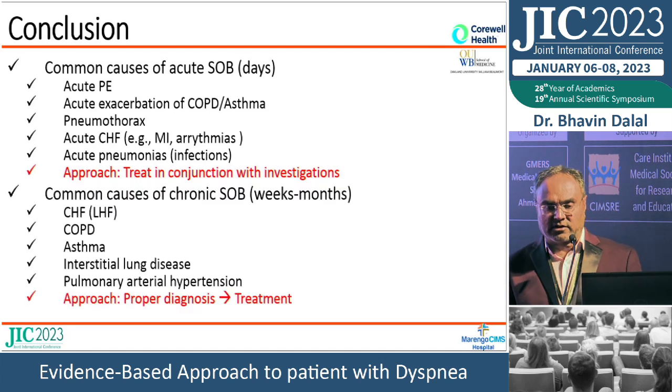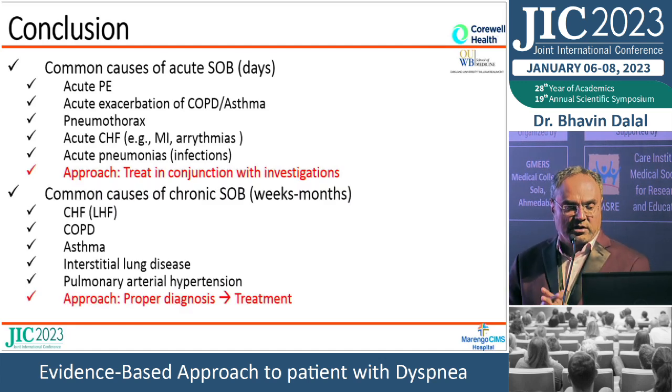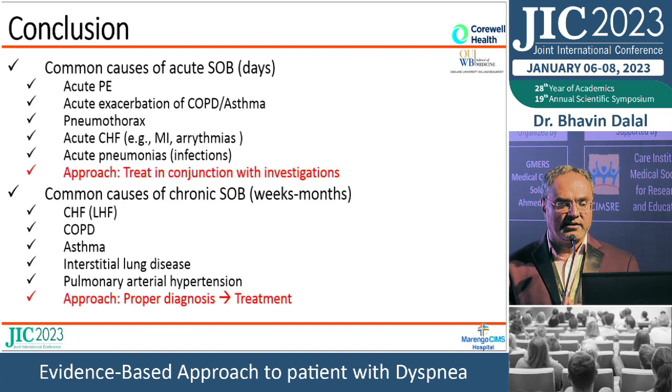While for a chronic shortness of breath, which is over weeks to months, the usual diagnoses are completely different. For example, left heart failure, COPD, not the exacerbation, asthma, interstitial lung disease, and pulmonary hypertension. So usually we try to first diagnose the entity and then treat, not simultaneously treat 5 things.